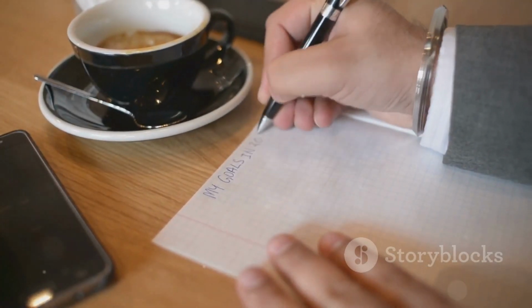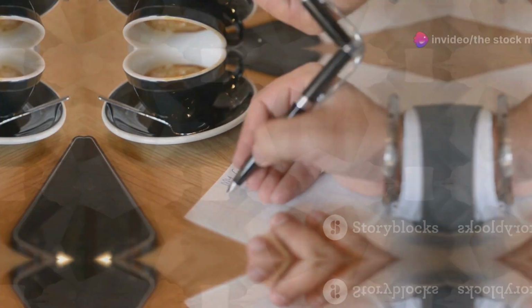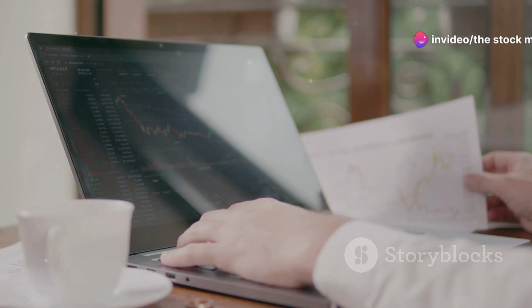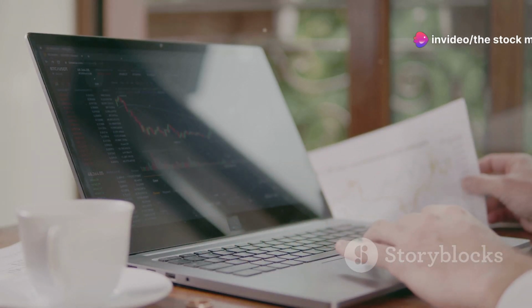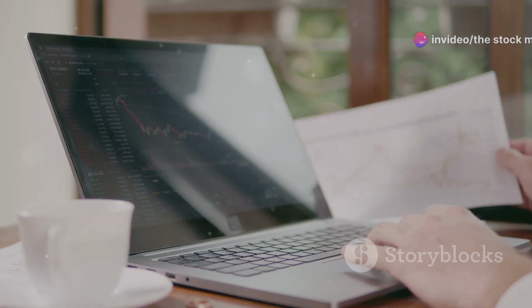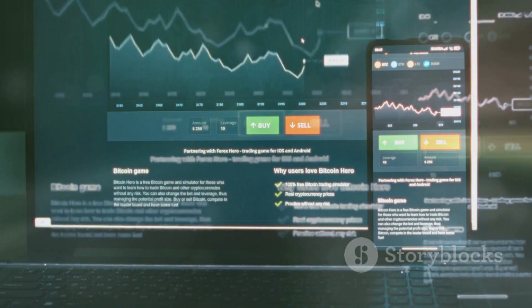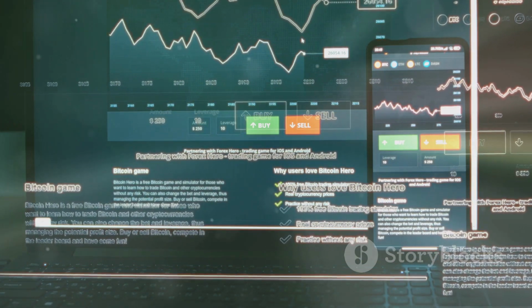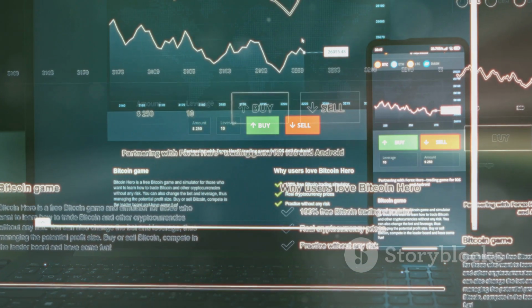Another pitfall is not having a well-defined trading plan. A trading plan acts as a roadmap outlining your trading strategy, risk management rules, and profit targets. Without a clear plan, traders may make impulsive decisions based on emotions rather than logic.